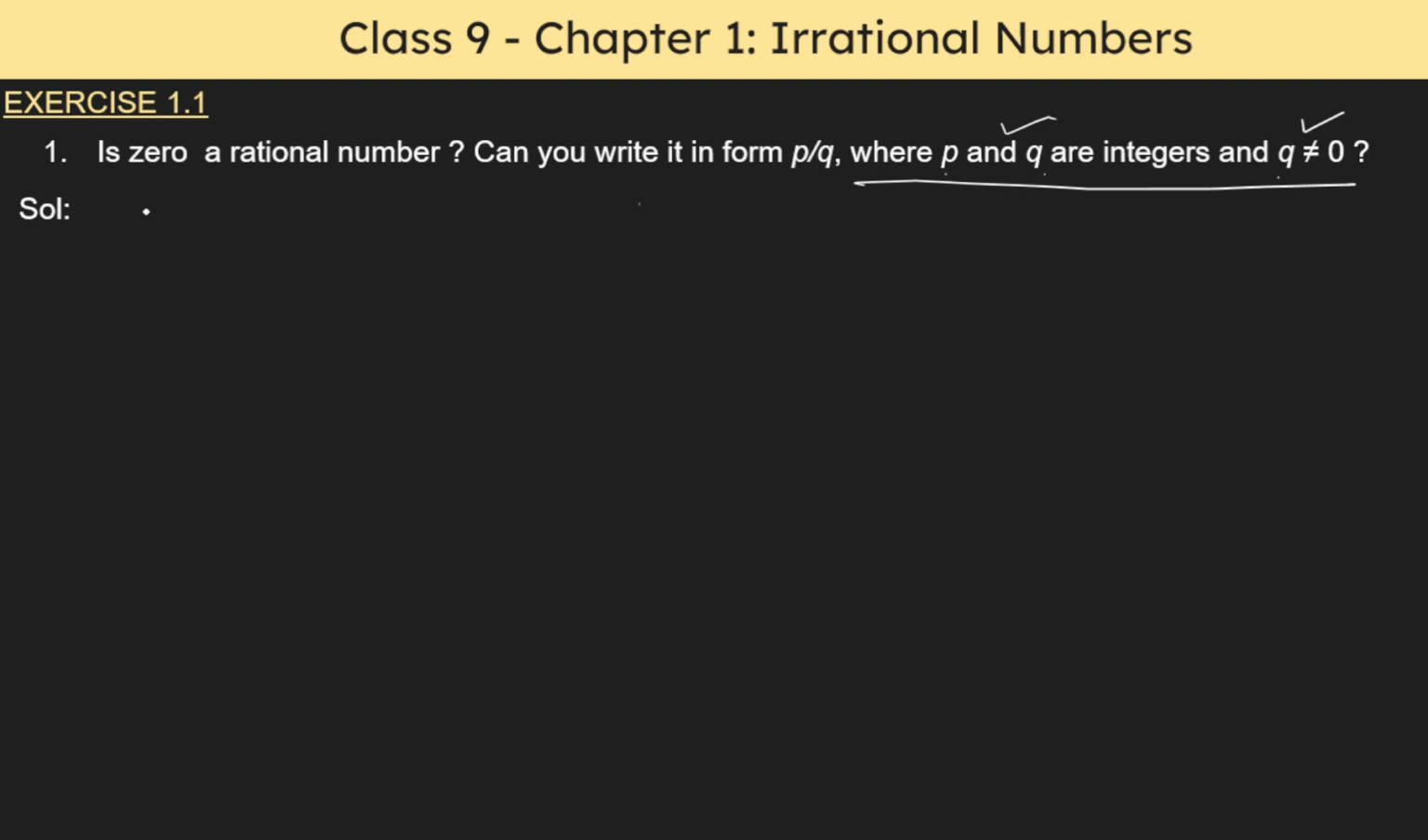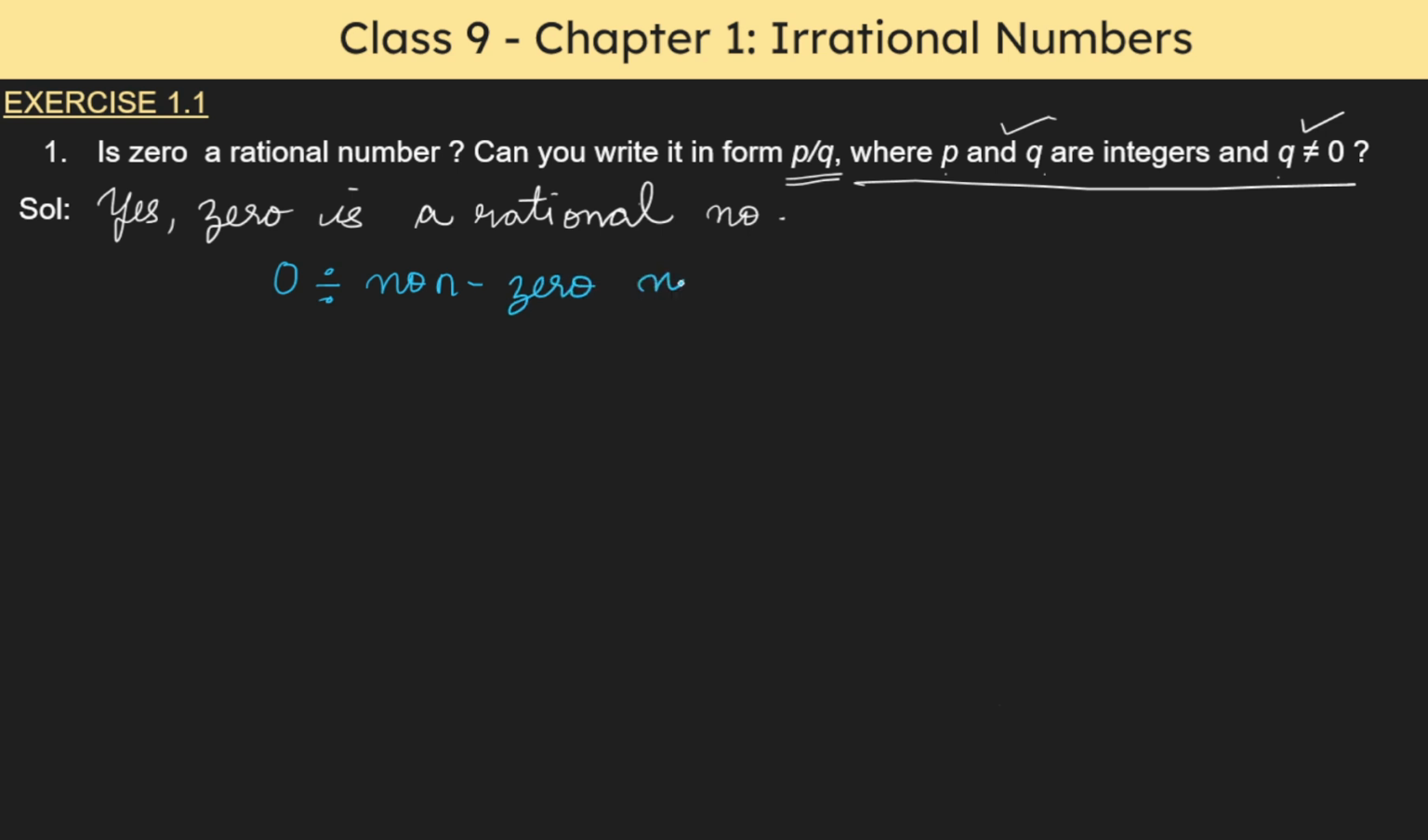So let us see, is it possible for number 0 or not? So is 0 a rational number? Yes, 0 is a rational number. Now let us check if we can actually write it in the form of P by Q or not. To do that, I'll just write a general syntax that says 0 whenever it is divided by any non-zero number actually results in 0 itself.